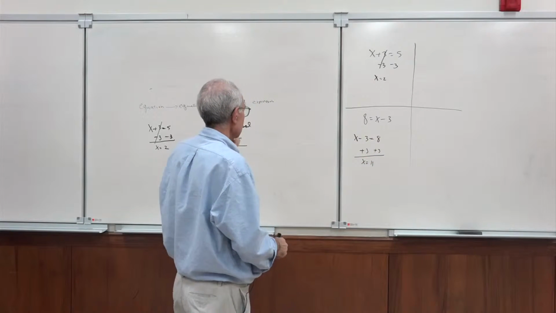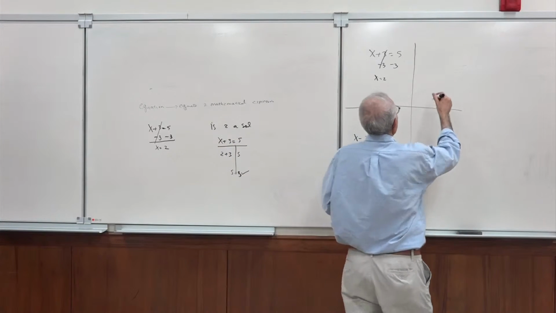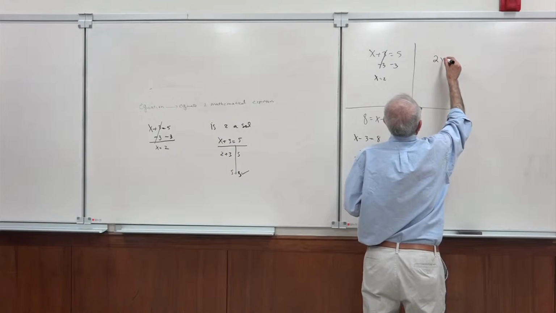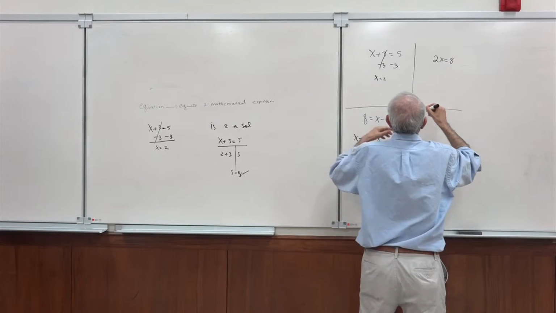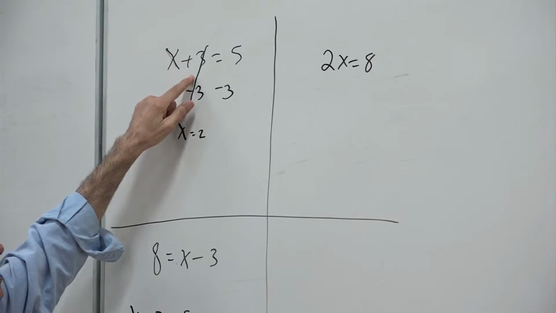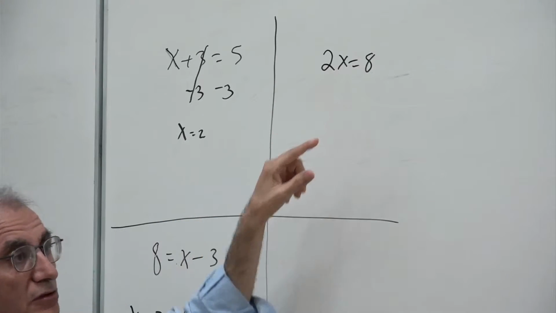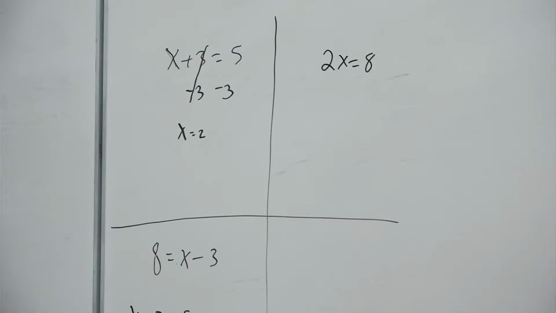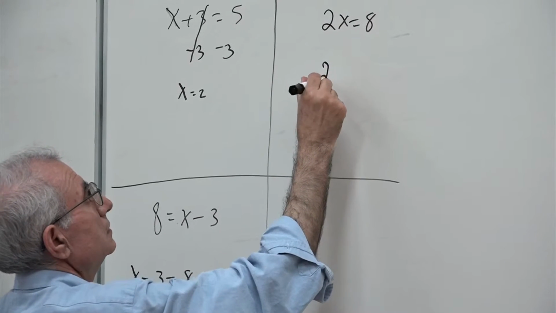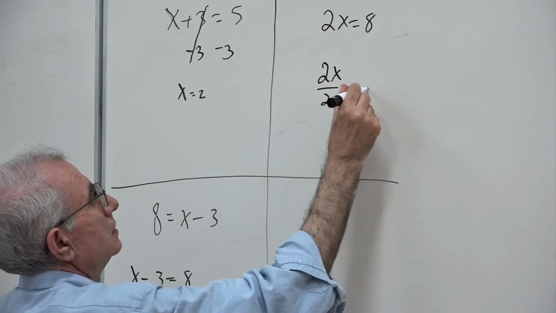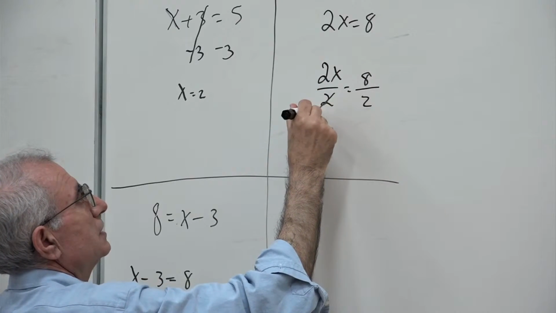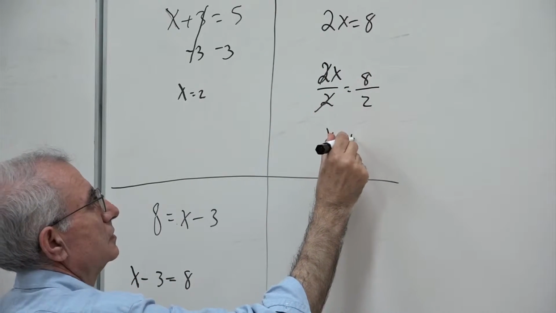I can do a different kind of equation. Let's say you have 2x equal to 8. Notice here I said in order to isolate the variable, you do the opposite operation. Because it was plus 3, I subtracted 3 from both sides. Here I have 2 times x, so the opposite operation for multiplication is division. Therefore, in order to isolate the x, I have to divide both sides by 2. These 2 cancel with these 2, so I get x equal to 4.